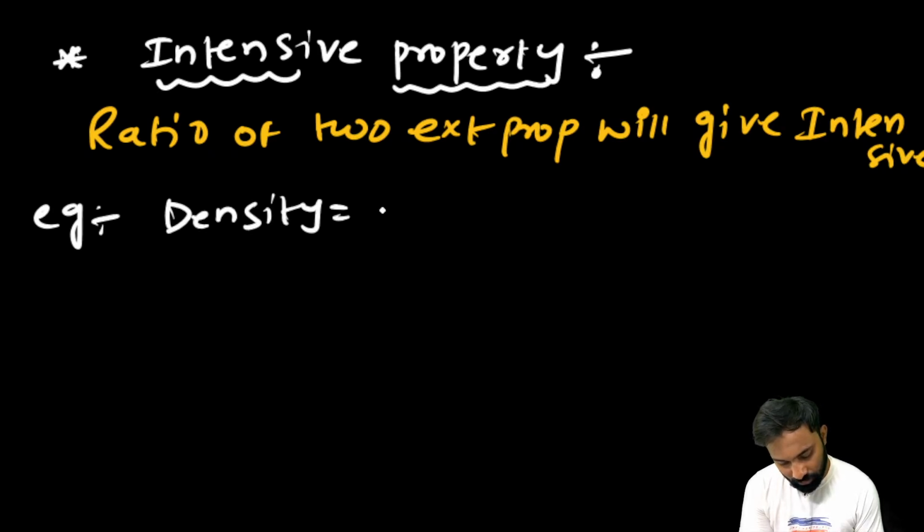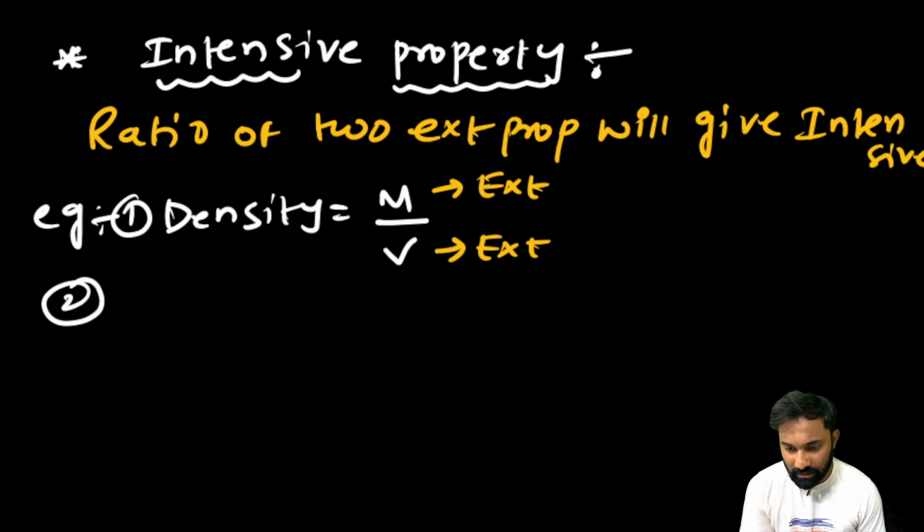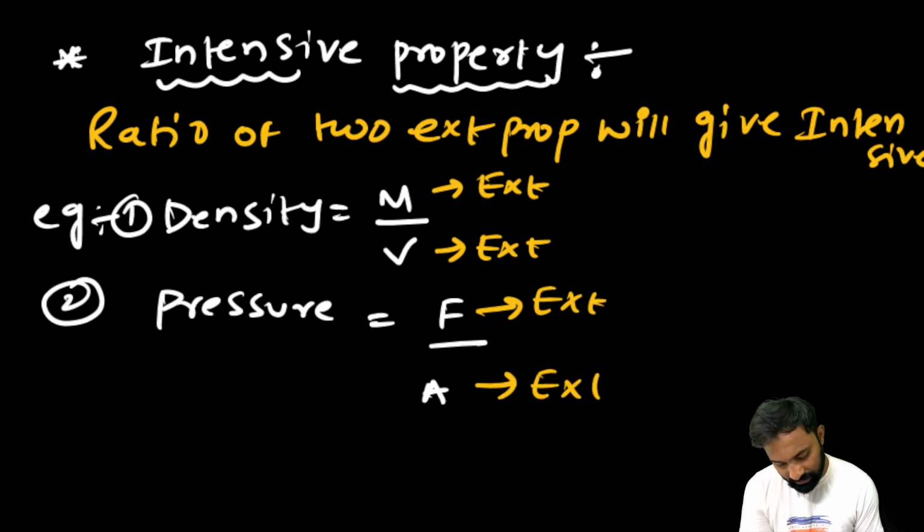Density is equal to mass by volume, right? Mass comes under the extensive, volume comes under the extensive. The ratio of two extensive properties will give you density, an intensive property, right? Now second one. Second one, pressure. Pressure is equal to force by area. Now the force comes under the extensive and area comes under the extensive. The ratio of the two will give you which one?